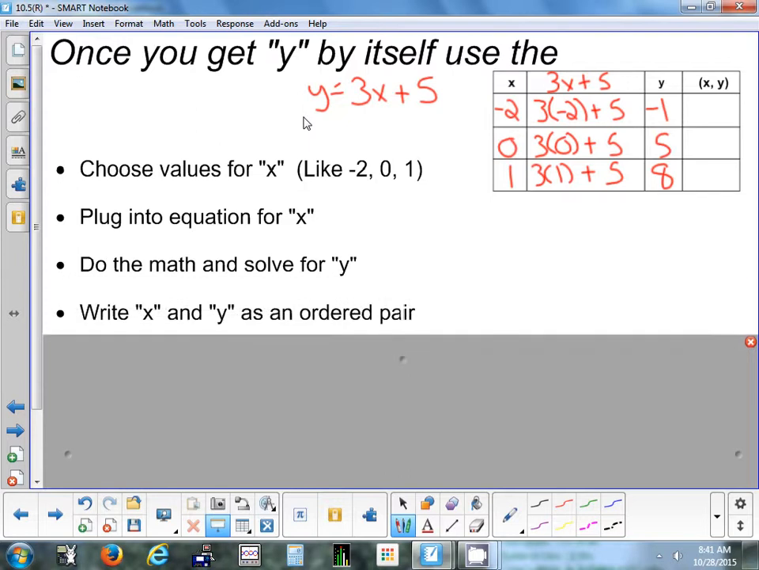Last thing. We're going to write what's in my x and my y column as an ordered pair. So my first ordered pair would be what? Negative 2, negative 1.